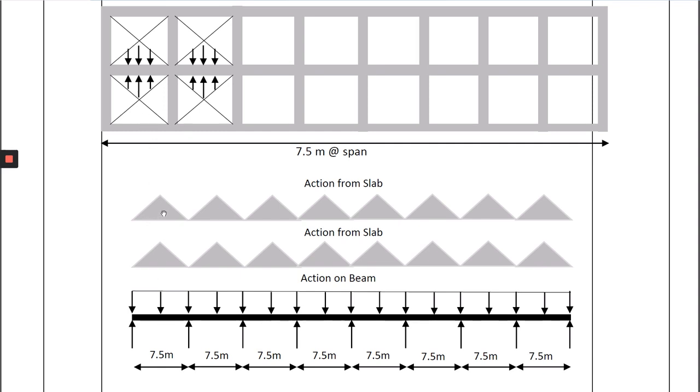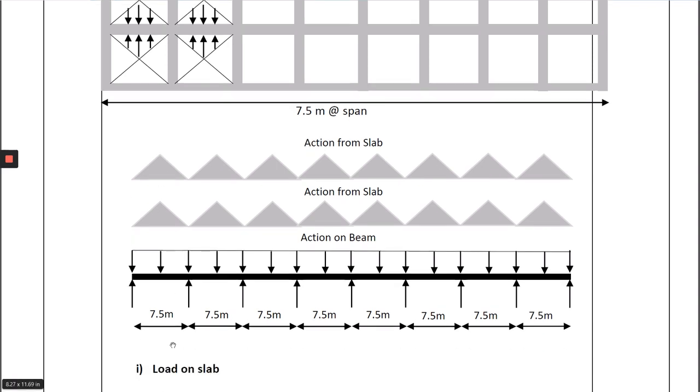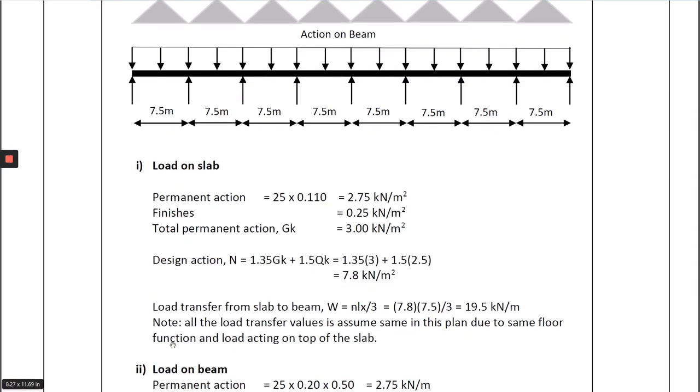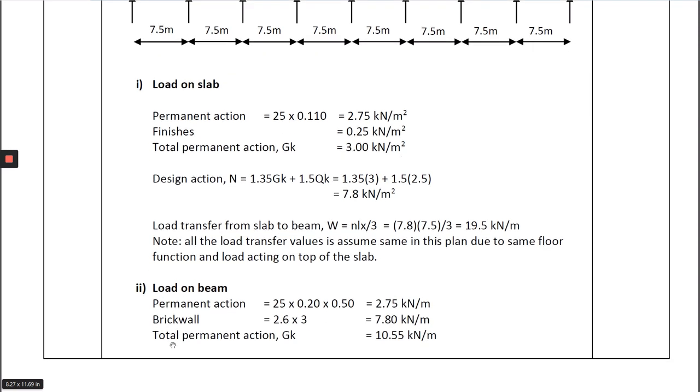So that means we have to total up the load here. The first process is to calculate the load on the slab. In order to do that, we have to calculate the permanent action of the slab surface, which is 225 times 0.11, equal to 2.75 kilonewton per meter squared. Finishes is 0.25 kilonewton per meter squared, and the total permanent action GK is equal to 3 kilonewton per meter squared. Therefore, the total N is equal to 7.8 kilonewton per meter squared.